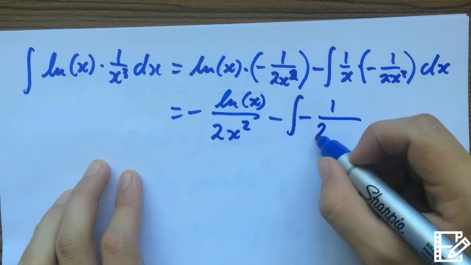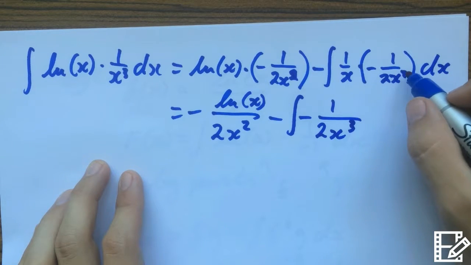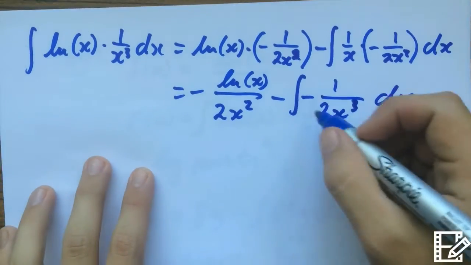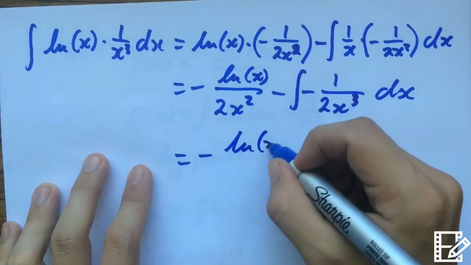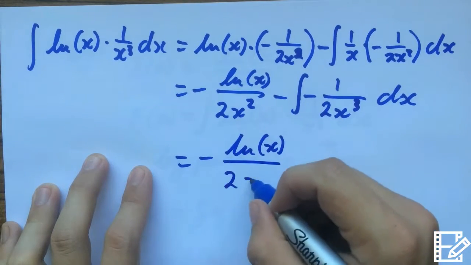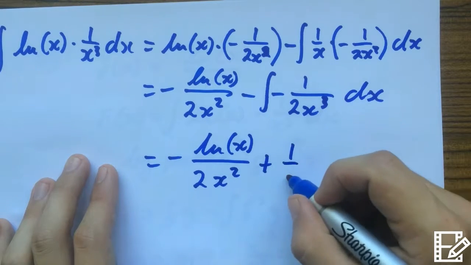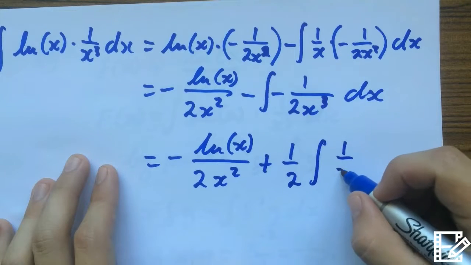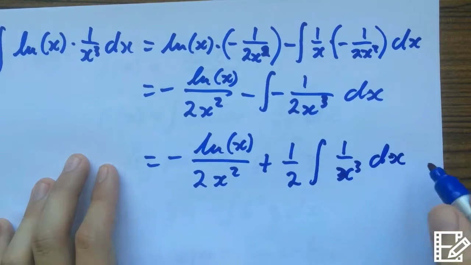X multiplied to there, that's 2x cubed, because x multiplied by x squared is x cubed dx. I was going to skip a step, but it's probably just easier to do it this way. So we have negative ln x on 2x squared plus a half the integral of 1 on x to the power of 3 dx.